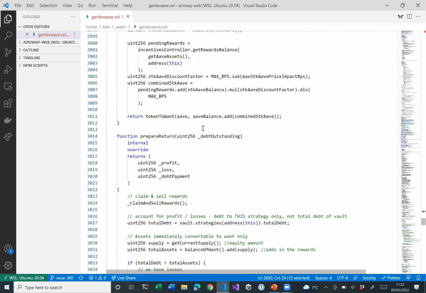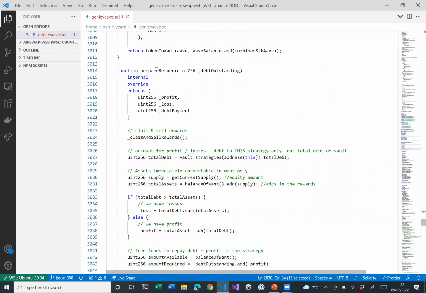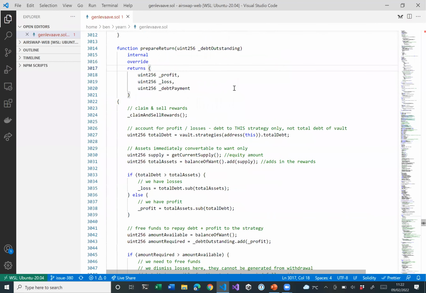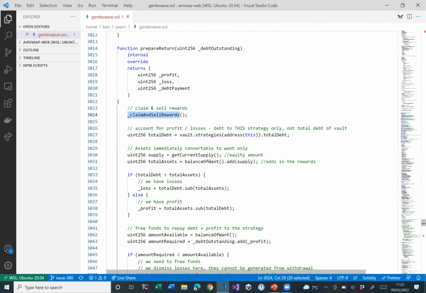Okay, so I think the first bit that gets a bit interesting is this prepare return function. Remember, this is called in base strategy.sol. One of the main things it's doing is essentially claiming and selling your rewards. You can see here on 3024, we call this function underscore claim and sell rewards, which starts on 3218. So let's have a quick look at that.